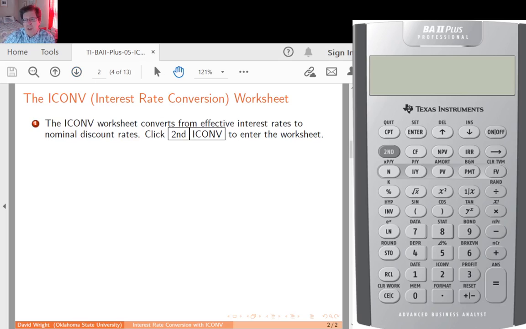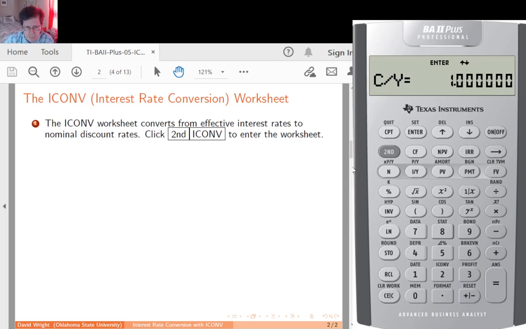So you enter it by saying second ICONV. Oops, got to turn the calculator on first. Second ICONV. And there you'll see NOM. It's a pretty simple structure. It has a place where you can enter a nominal rate, a place where you can enter the effective rate, and a place where you can enter the number of conversions per year, or actually per period, depending on it.